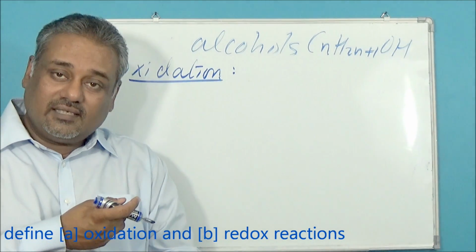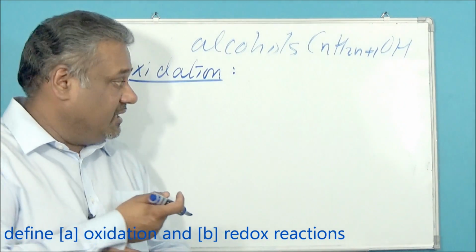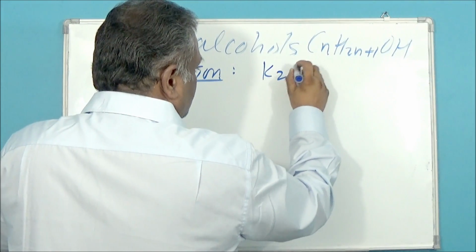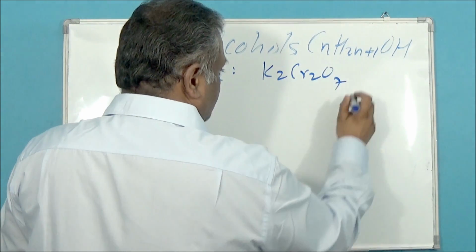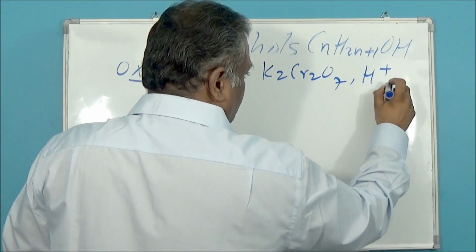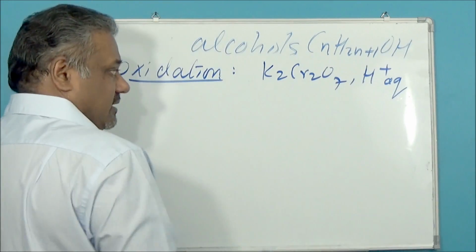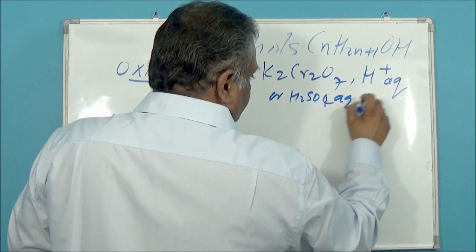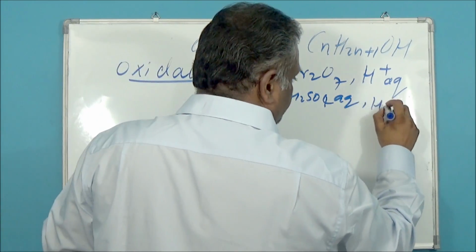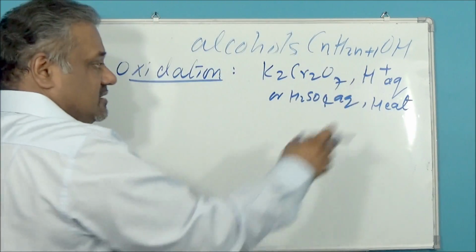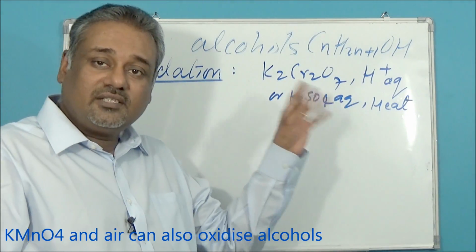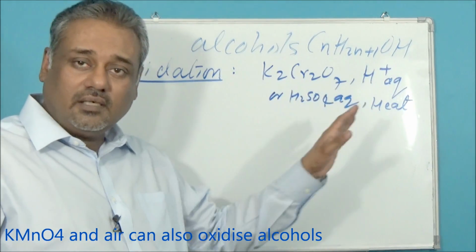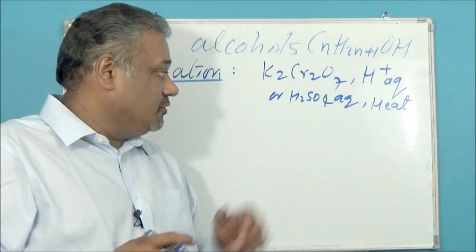Now, to oxidize alcohol, the recommended oxidizing agent is potassium dichromate, K2Cr2O7. It must be acidified, so it must contain acid. You can write H+ aqueous, or you can write H2SO4 aqueous, and you need to heat it. So these are the conditions for oxidation. That's your oxidizing agent. It's orange in color, changes to green. It must be acidified. Sulfuric acid is best there, and you heat it.